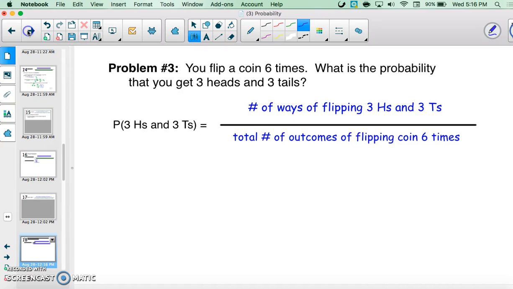Going to the back of your page. Problem 3. If we flip a coin 6 times, what is the probability that you get 3 heads and 3 tails? So we could first think about the numerator.